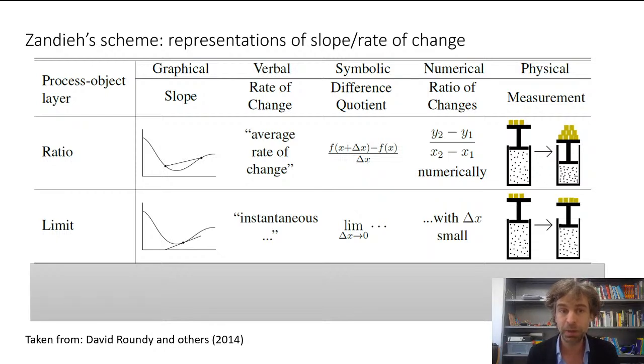There are graphical aspects of it. There are verbal, symbolic, numerical, and physical aspects of slope. And, well, there you go. You see the pictures. You see the notion of average rate of change. And then in a limit, it becomes instantaneous rate of change. So these are aspects of slope that you would like to teach. And you see that there's some sort of transition there going from ratio to limit. There's also a physical aspect, nicely illustrated with pressure and volume.